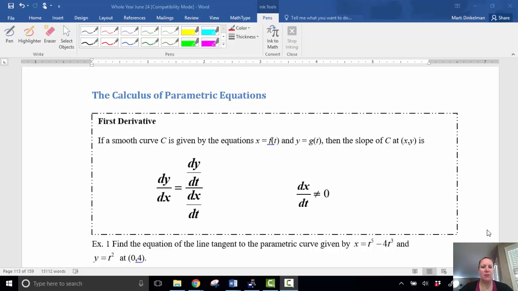So this first one is about the first derivative, so dy/dx. We're just going to take the ratio of how the y is changing and how the x is changing, over the top of each other. So hopefully that sort of makes sense, just the dy over the dx.